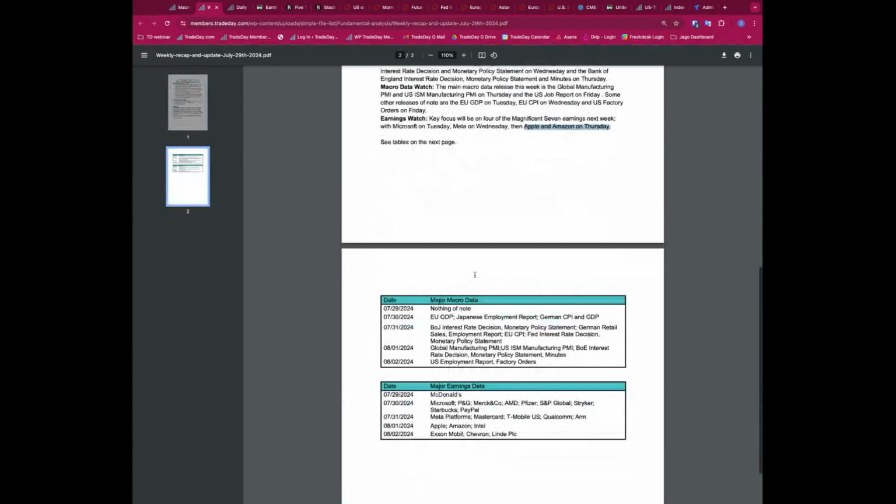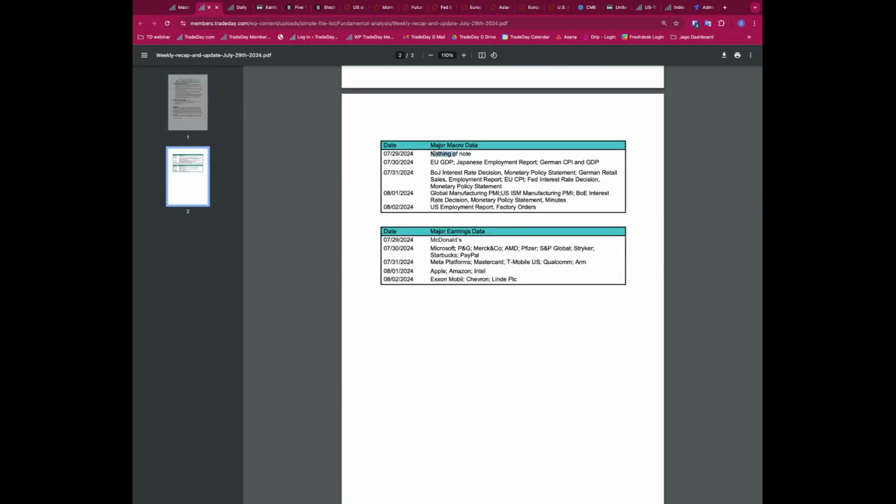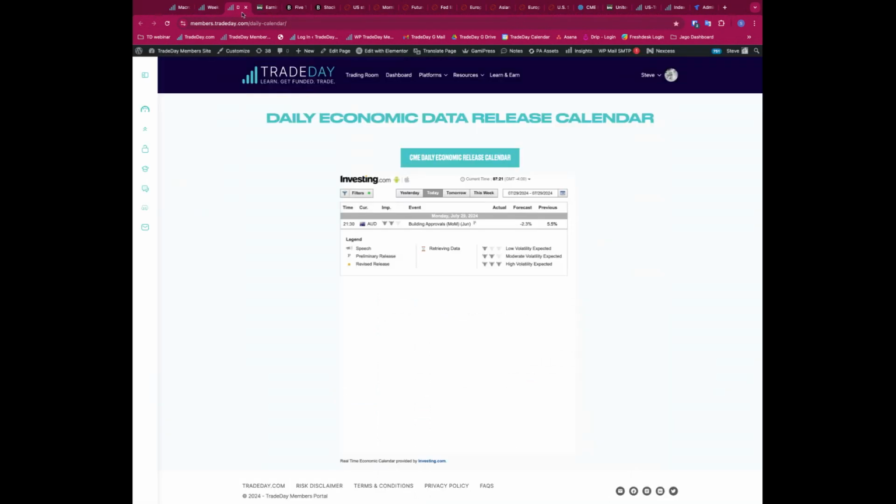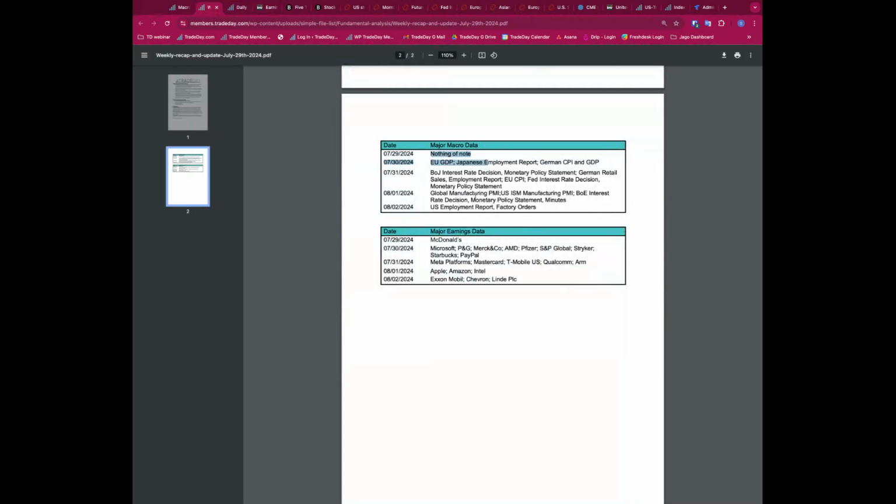Just looking at the macro calendar, you can see nothing of note today. If I jump to today's calendar, you'll see nothing on there. We had some Australian data, absolutely nothing going into today. Then all of that data I've gone through, the Bank of England, the Fed, the PMI data and the US employment report, is coming up through the week. And then there are the earnings highlights: Microsoft, Meta, and then Apple and Amazon as we go through the week. Intel as well on Wednesday.